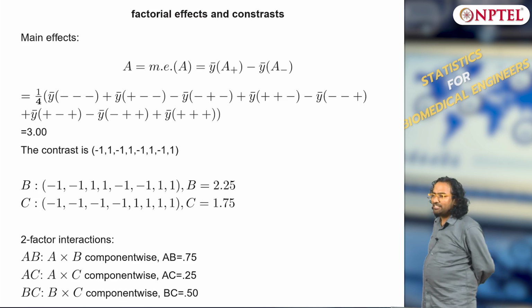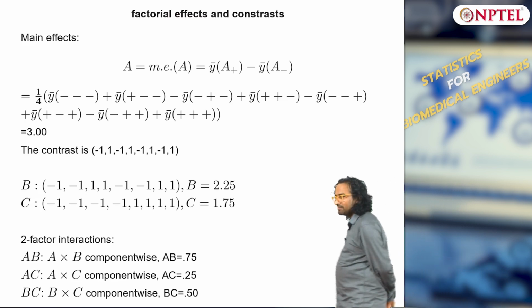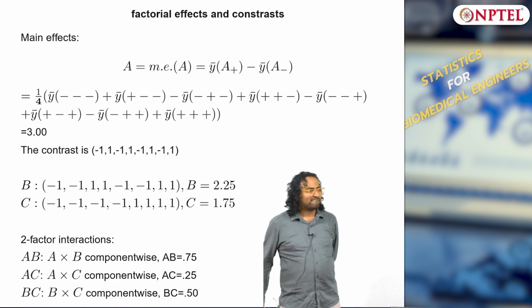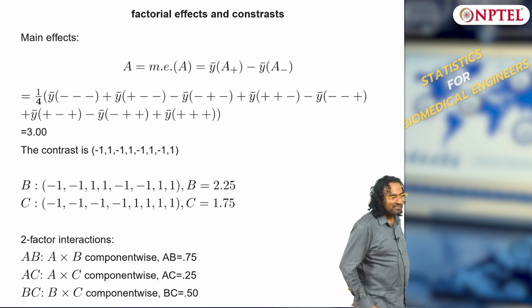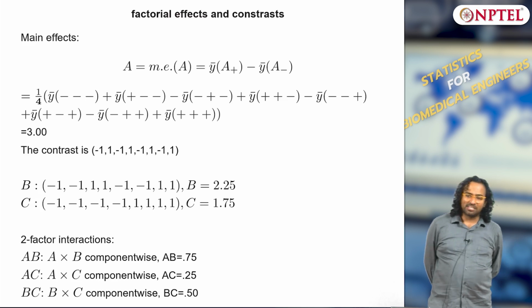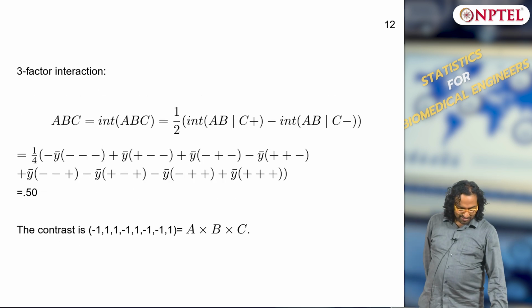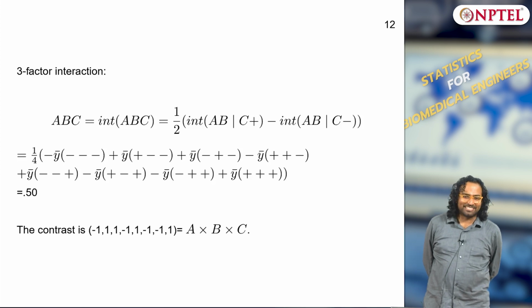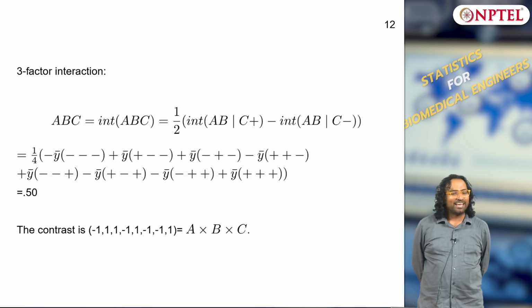Is it AB given C plus minus AB given C minus? AB given C plus and AB given C minus? Then what is ABC? ABC is what I would say, AB given C plus minus AB given C minus, right. What is then the AB interaction?